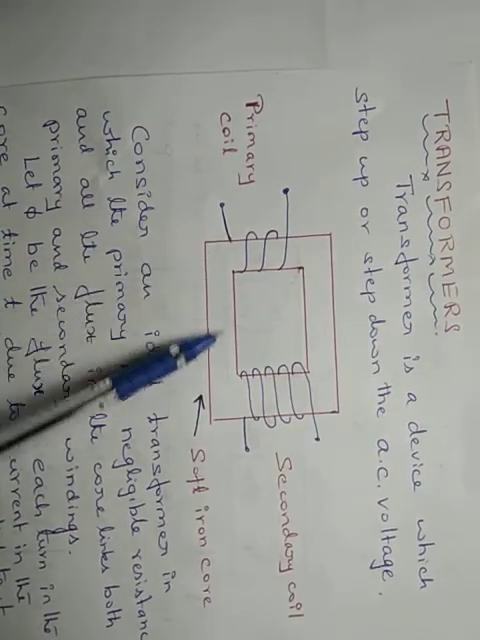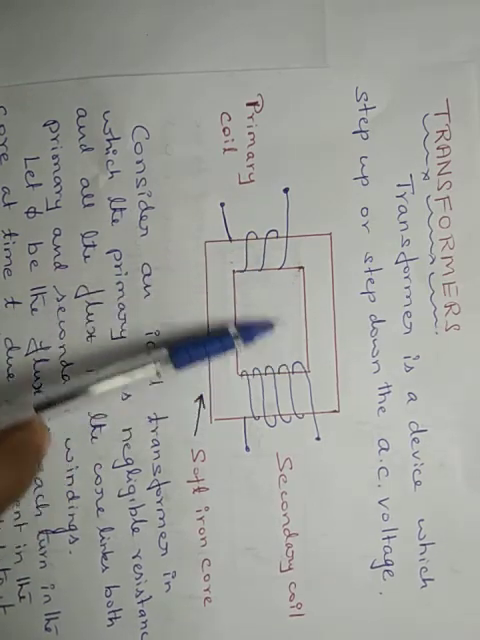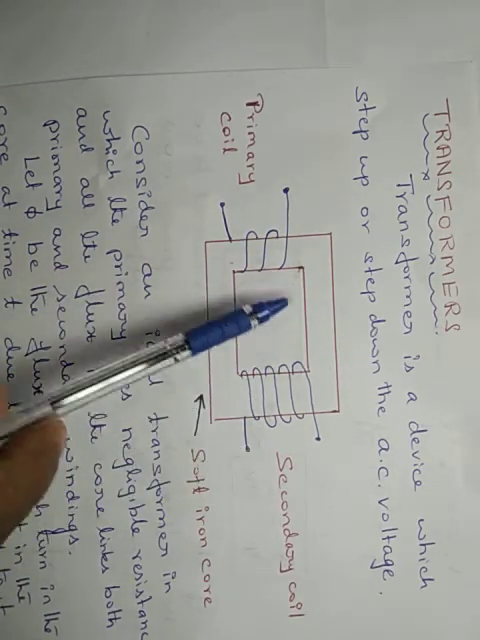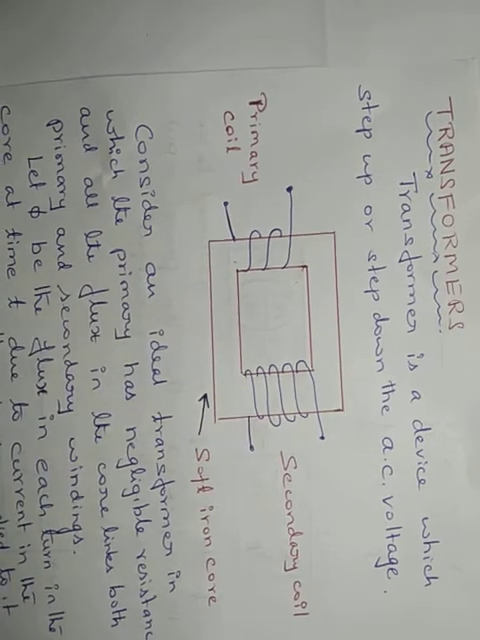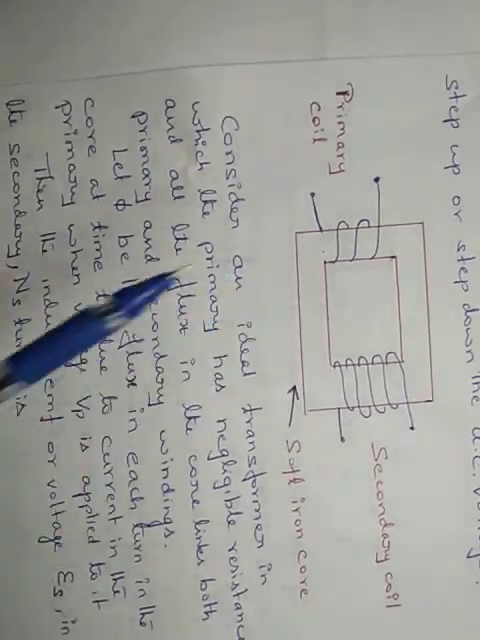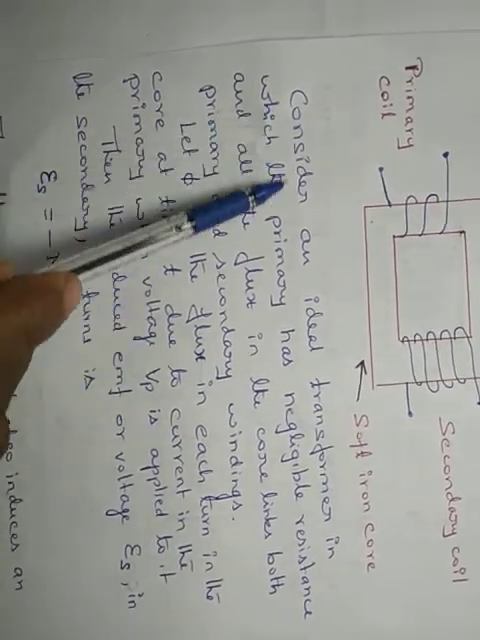This is the diagram you need to draw, or you can wind both these coils on the same iron core. You can have two types of transformers. It is enough for your exam purpose. Then you have to write this explanation.